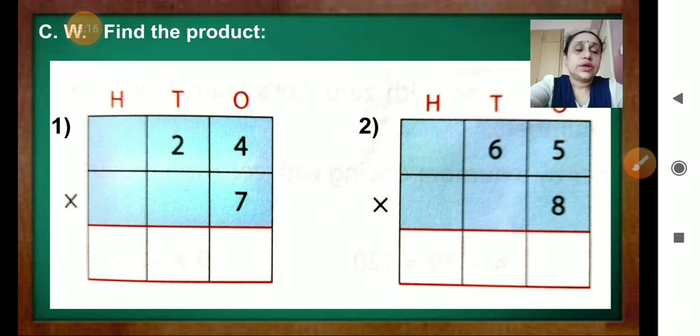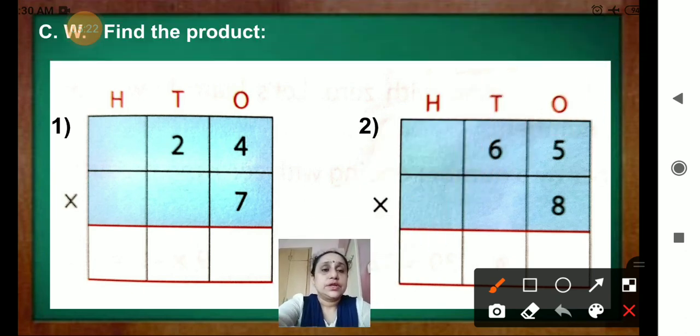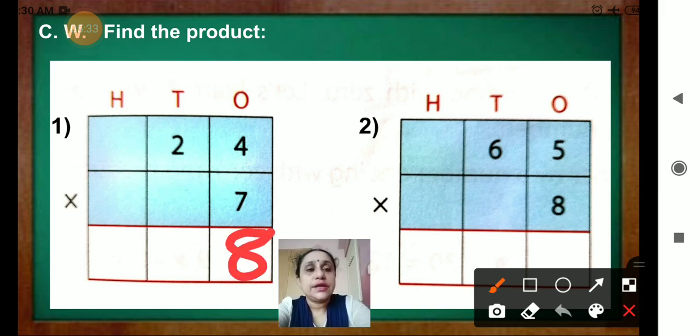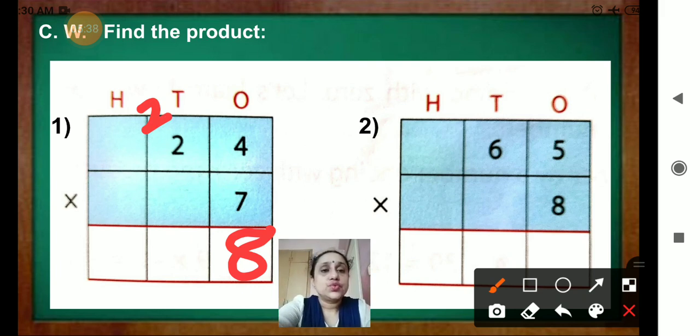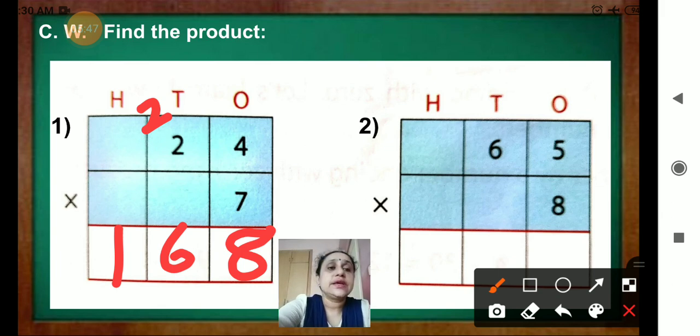Now this is your classwork. Find the product. First one, 24 multiplied by 7. So 4 sevens are how much? 28. 2 will be carried over here. Now 2 sevens are 14. 14 plus 2, 16. 168.